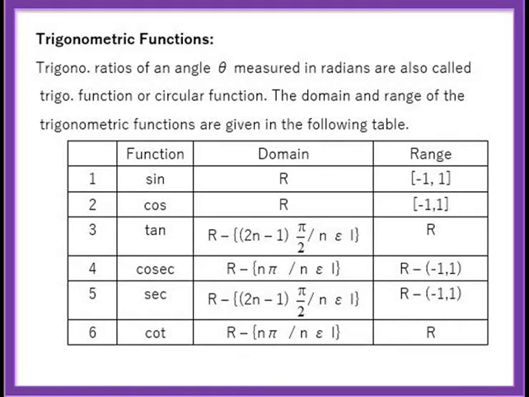Now, trigonometric functions. Trigonometric ratios of an angle theta measured in radians are also called trigonometric functions or circular functions. The domain and range of the trigonometric functions are given in the following table. See, you should know at least, in fact all, but at least domain and range of first three: sine, cosine and tangent.